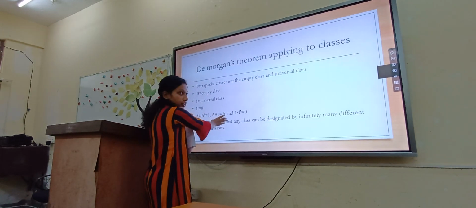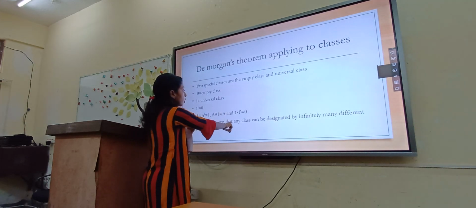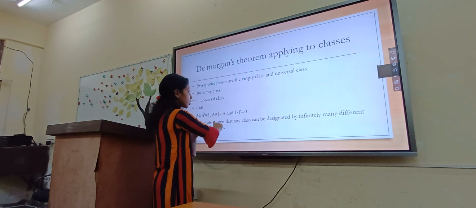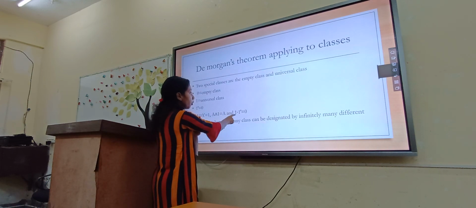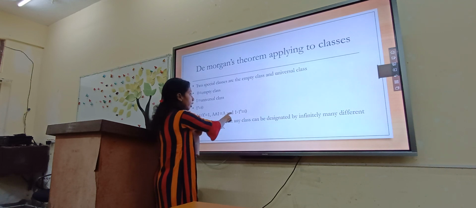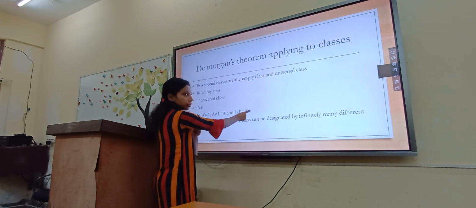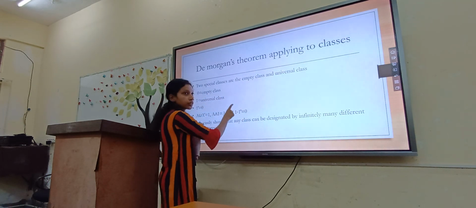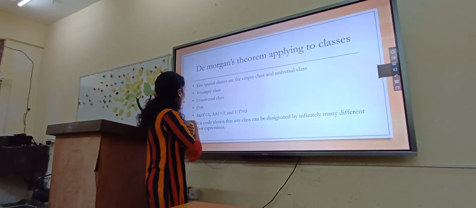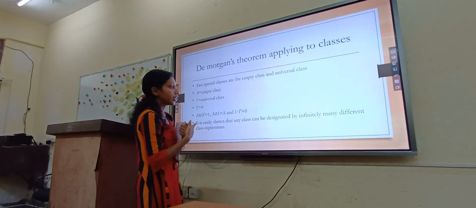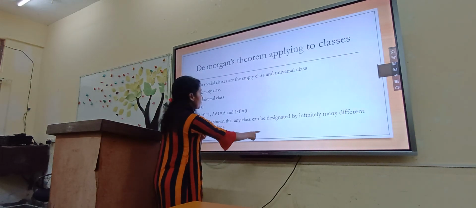So the intersection is the common thing, and this dot is the conjunction. 1 dot 1 complement. So 1 complement is 0, meaning the null set. So the complement became the conjunction. We got the 0. It is easily shown that any class can be designated by infinitely many different class expressions.